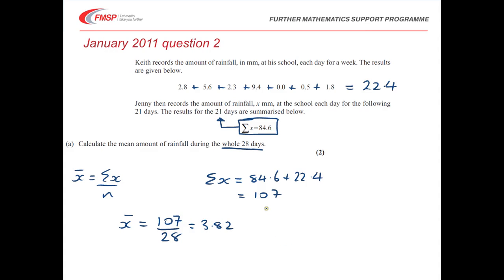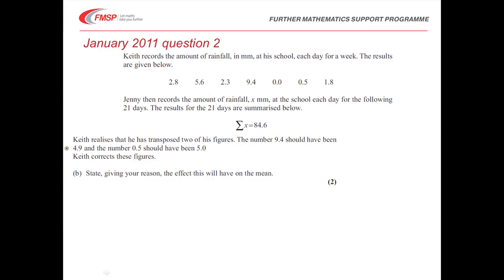So it's 2 marks for this question, 1 for working out 107, and 1 for doing the calculation of the mean. It then continues, and it says that Keith now realizes that he's got things a bit wrong. He's transposed 2 of his numbers. So 9.4 should have been 4.9, and 0.5 should have been 5.0.